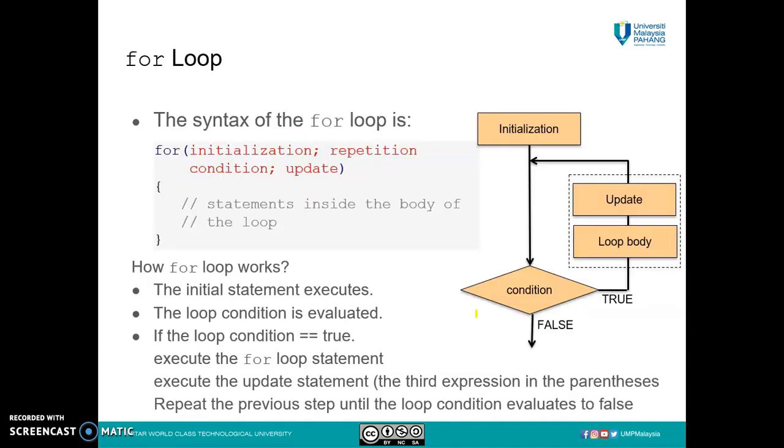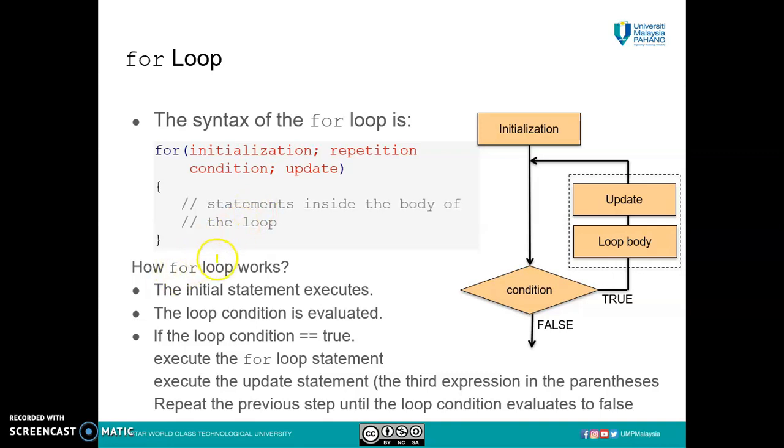First, we will look at the for loop syntax. The syntax is different compared to the while loop and do while loop. Here we need to set three things. The first one is initialization, repetition condition, and update. So we have to set these three things before we write the body of the loop, the statement that we want to repeat many times.